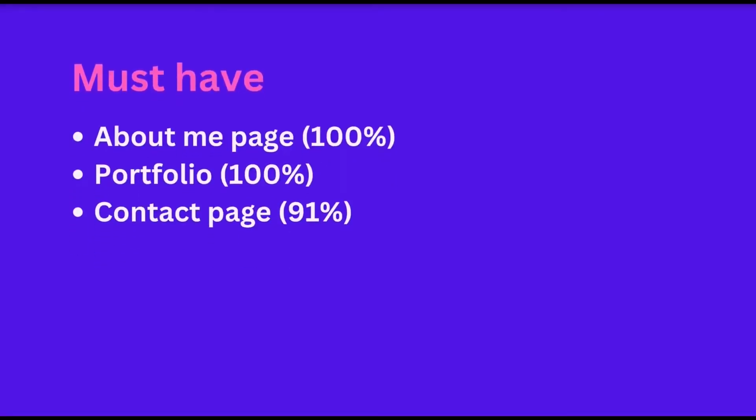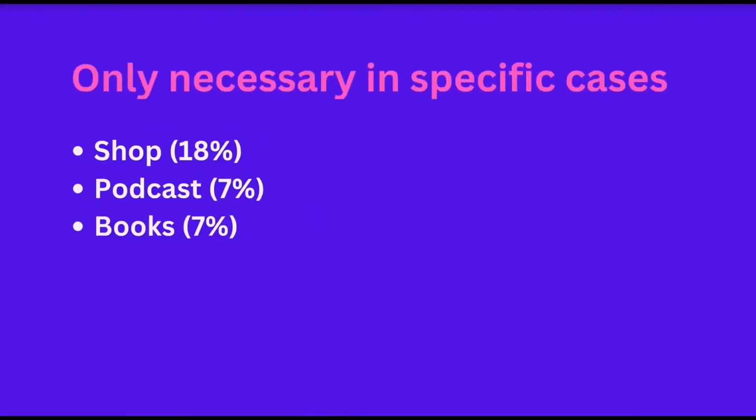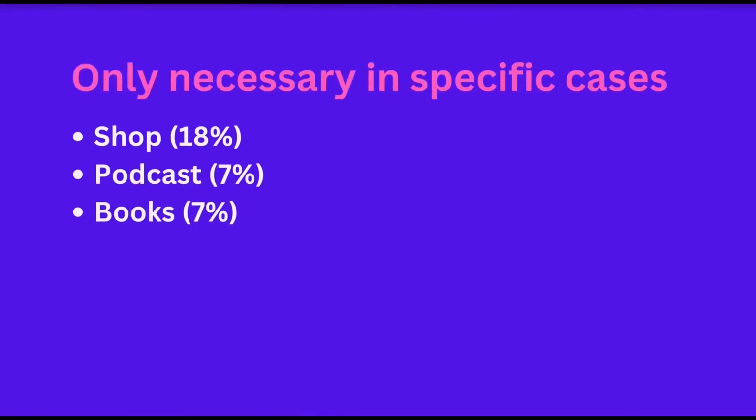Our analysis shows that including an About Me page, a portfolio, and a contact page is almost a must-have for photography websites. Additionally, 29% of the websites we reviewed included both a services page and a blog, while 21% had a testimonial section. Thus, adding these features and pages would be useful after launching the initial version of your photography website. Other pages and features seem either less relevant or only necessary in specific cases.